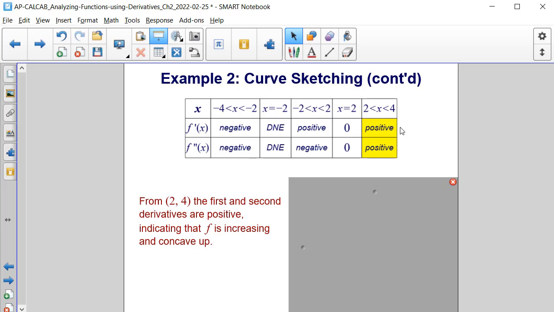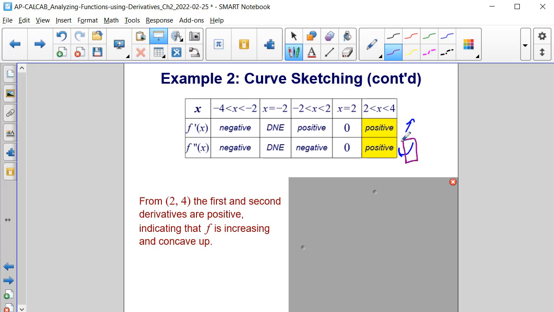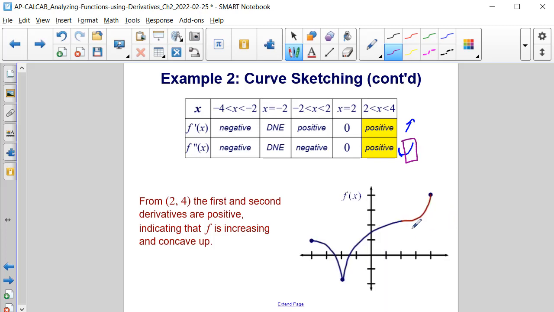So for the last interval provided in our table, for x values between 2 and 4, we have the first and second derivatives both being positive, meaning that our function is increasing and is concave up. So of a concave up section, it's going to be this right portion. So from 2 to 4, we're going to have a curve that looks like the right-hand side of a U. And when we do that, that is the end of our rough sketch that represents what's given in the table.